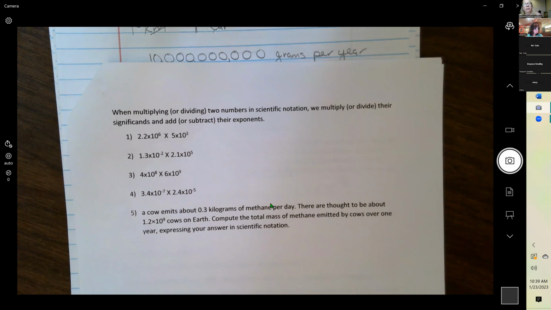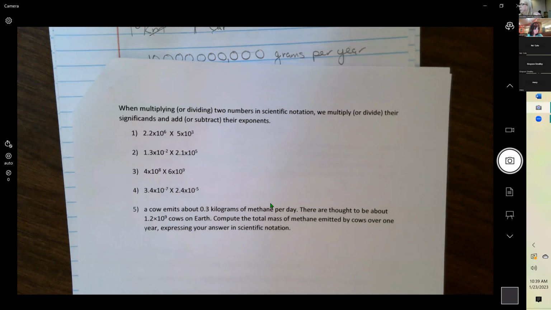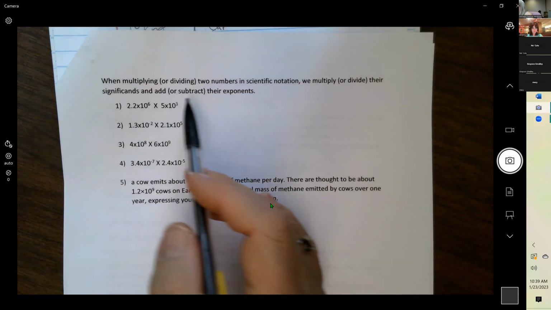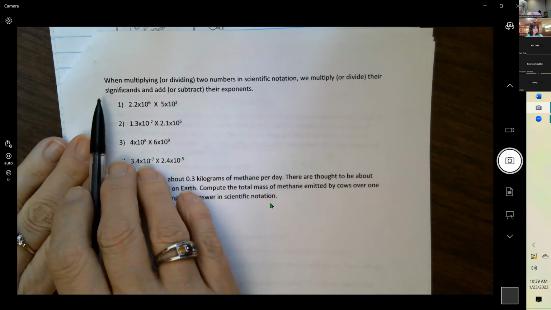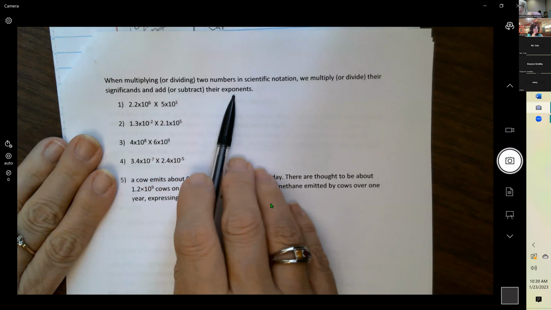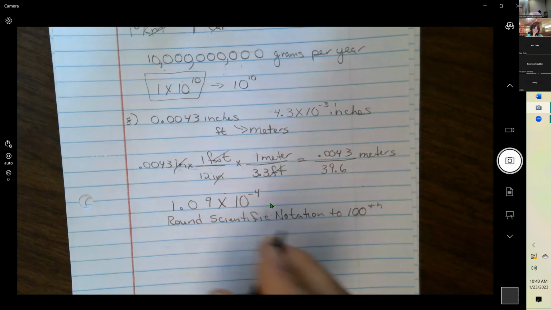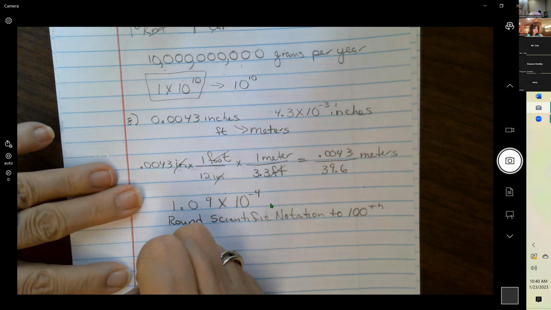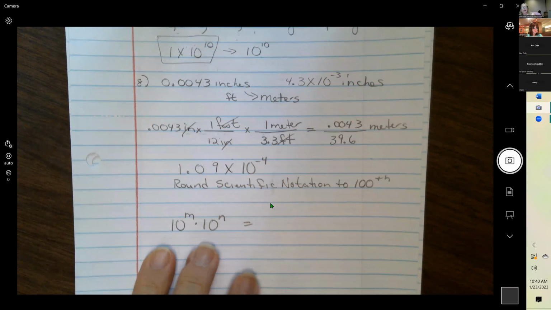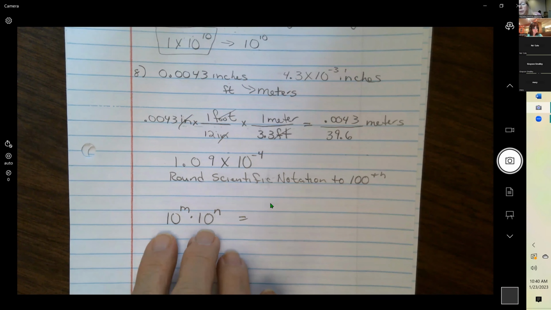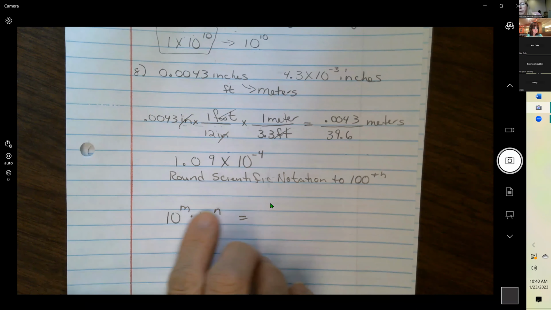Multiplying. We won't be doing too much of this, but it is in there. And if you tried to do it in scientific notation, then this would help. When multiplying or dividing two numbers in scientific notation, we multiply or divide their significands and then add or subtract their exponents. So if we have 10 to the m times 10 to the n, when you're multiplying, and it doesn't have to be a 10, it can be any base as long as they're the same, you add their exponents.